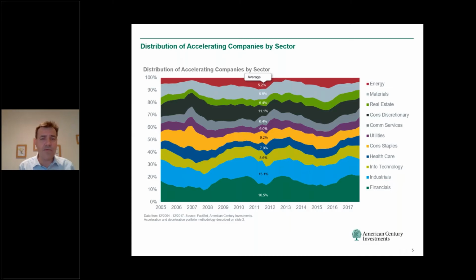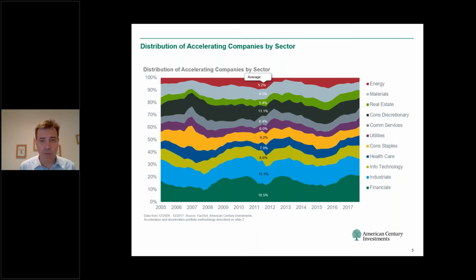So the overall picture there is that the size of the acceleration opportunity set actually shows some counter-cyclical variance. And there is some logic to this, because of course, when the economy is close to peak, you might find a lot of companies that have high absolute levels of growth, but it's going to be harder for those companies to continue to accelerate their earnings from that point.